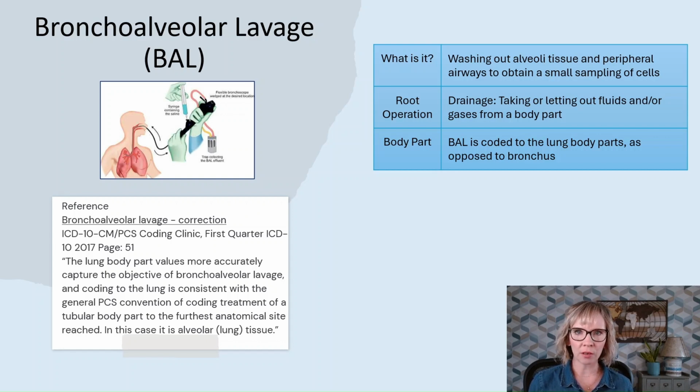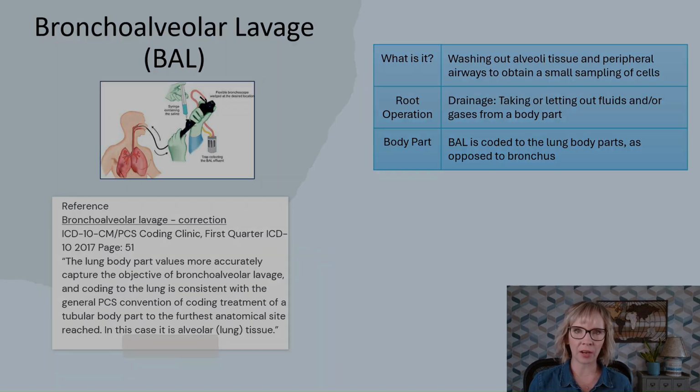The root operation for BAL procedures is drainage because it involves removing fluids. The body part is the lung as opposed to the bronchus. This was clarified in Coding Clinic from first quarter 2017, which explains that since BAL involves washing out and sampling alveoli, the lung body part accurately captures the objective of the procedure. This Coding Clinic does correct advice from a previous Coding Clinic that had advised using the body part bronchus for BAL, so just be aware of this updated advice.